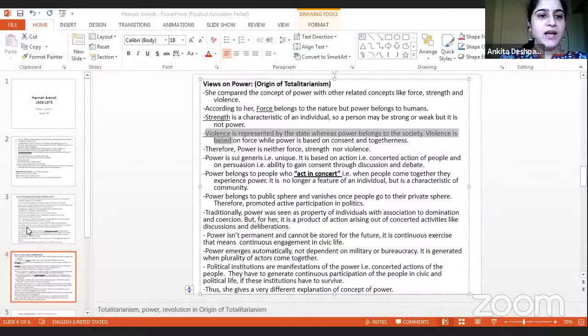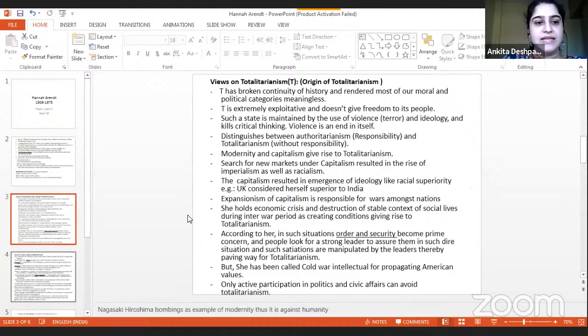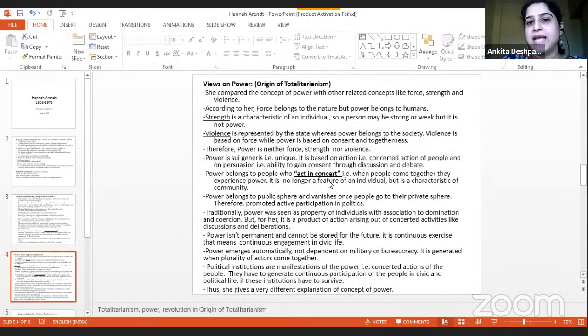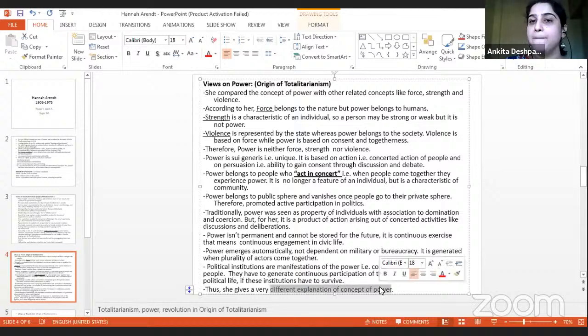Okay. So Hannah Arendt, totalitarianism, she has spoken about. Then she has spoken about power. Power means acting in concert. It differs from force, strength, violence. Violence is related to the state, while power, she says, is a collective concept. Power comes in only when you act in concert. So when you are together, power comes. The moment you disperse, power vanishes. So she has given a very different concept of power.